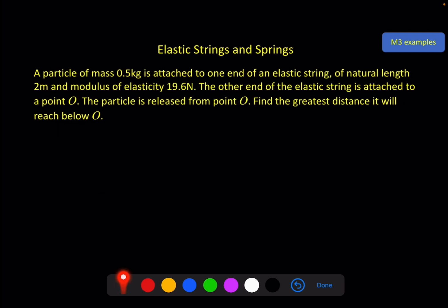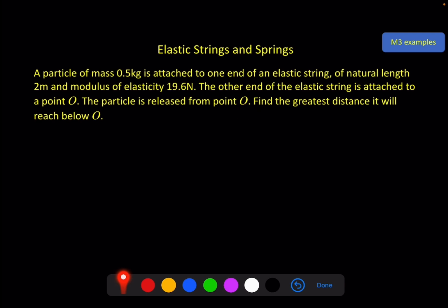Example number 2. A particle of mass 0.5 kilograms is attached to one end of an elastic string, natural length 2, lambda 19.6. The other end is attached to a point O, the particle is released from point O, find the greatest distance it will reach below O.